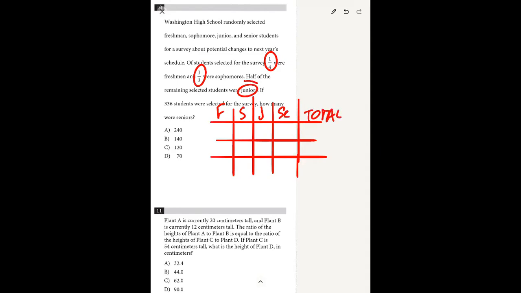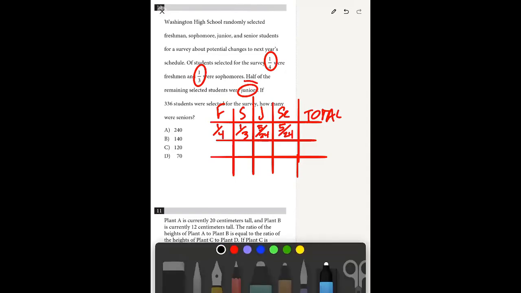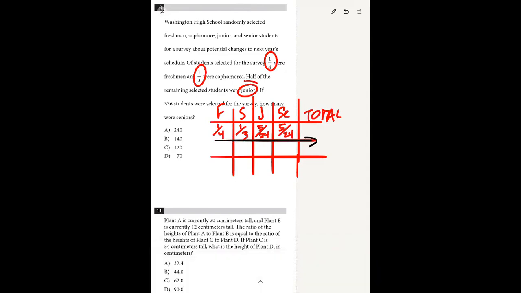Okay, so here's what we're going to do. We had 1/4 of them were freshmen, 1/3 were sophomores, and that means if you add these two together, that's going to be 7/12. So that means that we have 5/12 remaining for the juniors and seniors, and they were split in half. So the number of juniors would be 5 over 24, and also the number of seniors would be 5 over 24. If you add all of these going across, you should get 1. If you total all of these, you should get 1.